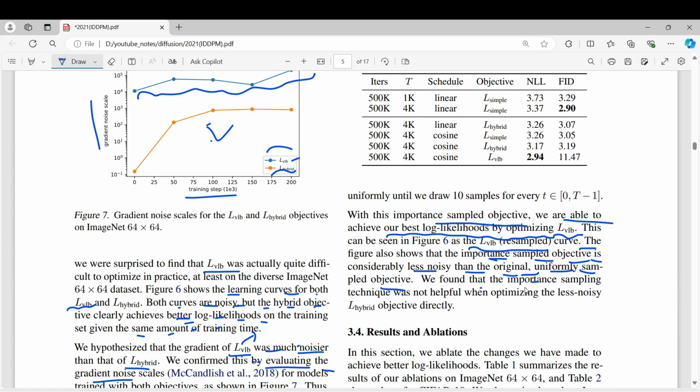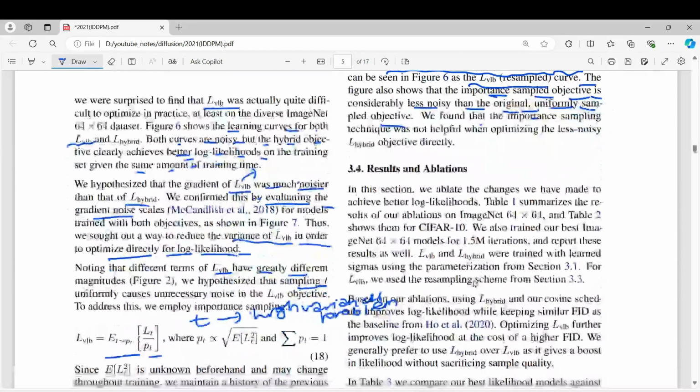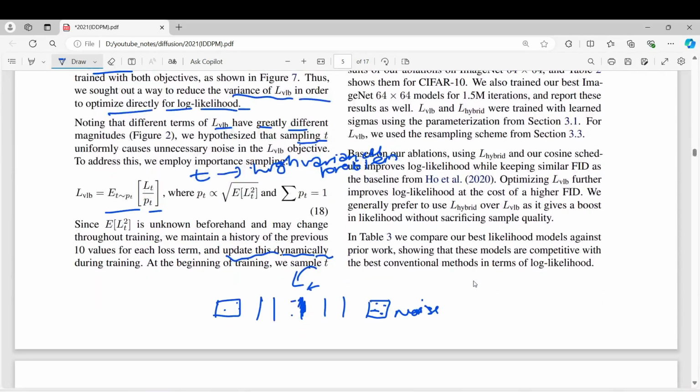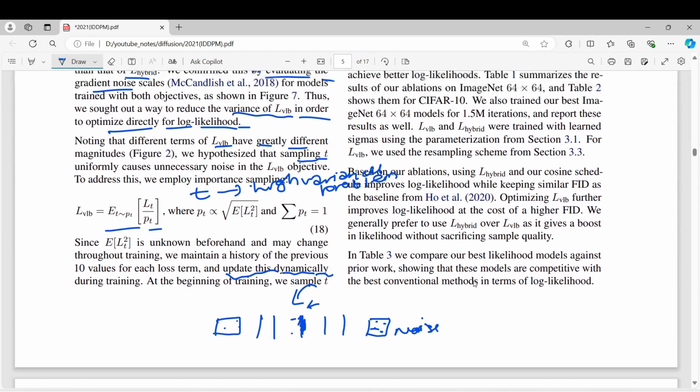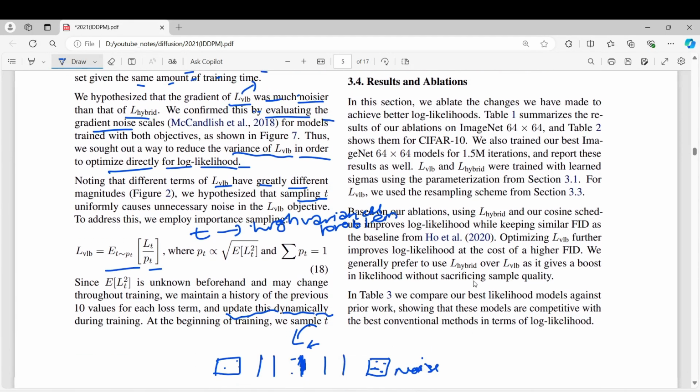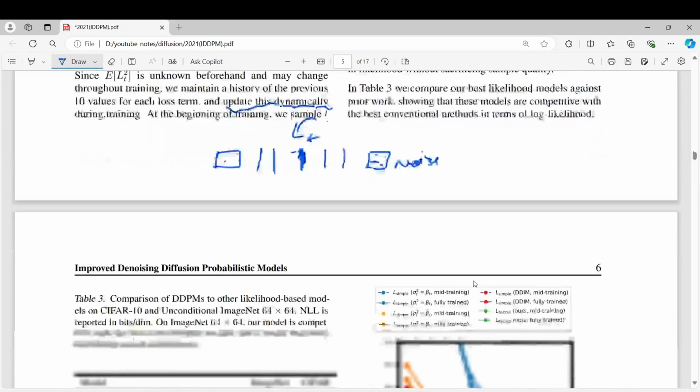And they found that this importance sampling technique was not helpful for the L hybrid. This is helpful for the L_vlb. And they have also given some results and evaluation, but I'm just skipping it.